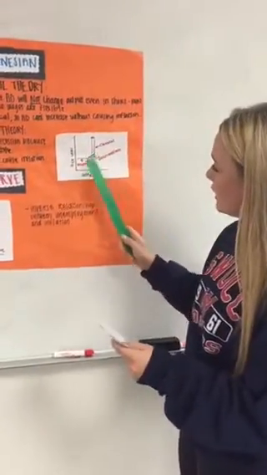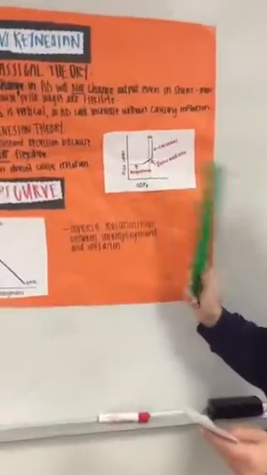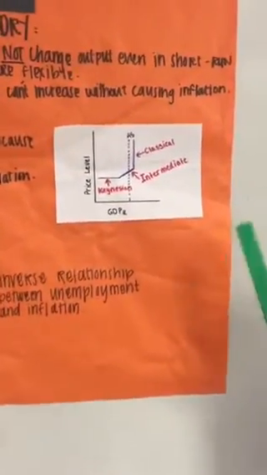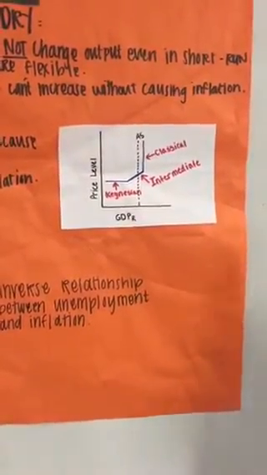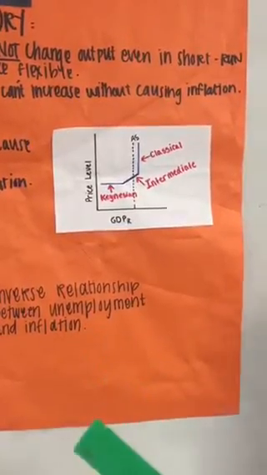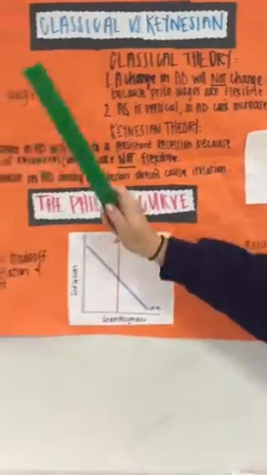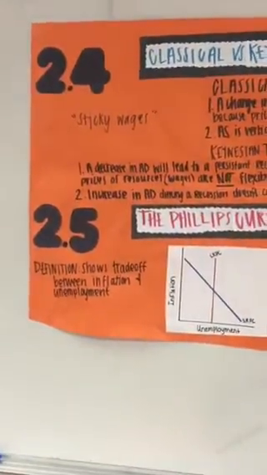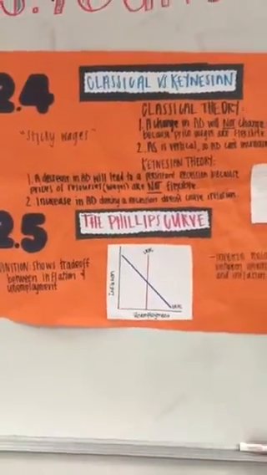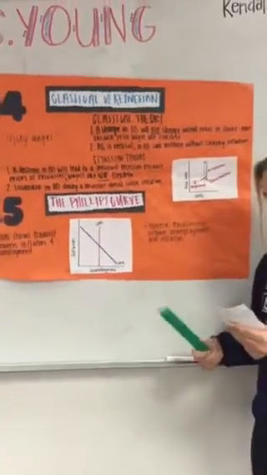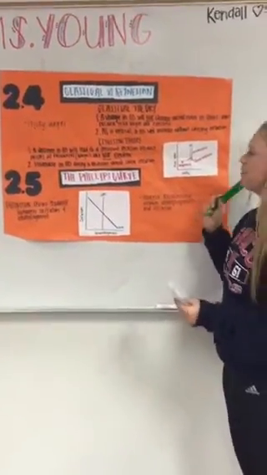So now going back to the Keynesian theory, when there's high unemployment, an increase in aggregate demand will not lead to higher prices. And another thing that goes along with classical versus Keynesian is sticky wages. Sticky wages prevent wages from falling, so government needs to increase spending to close the wage gap.